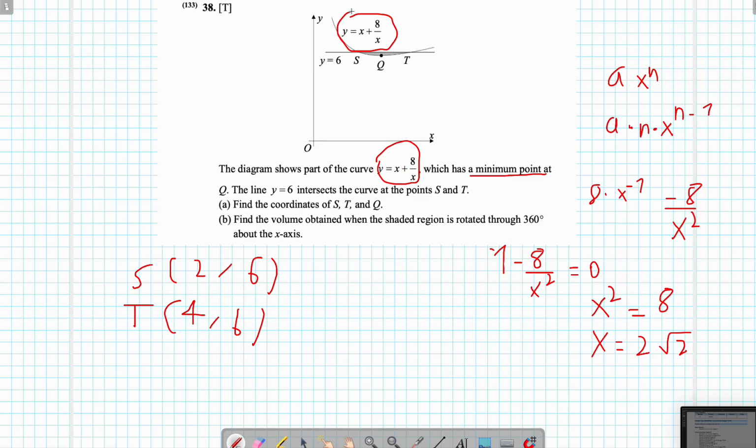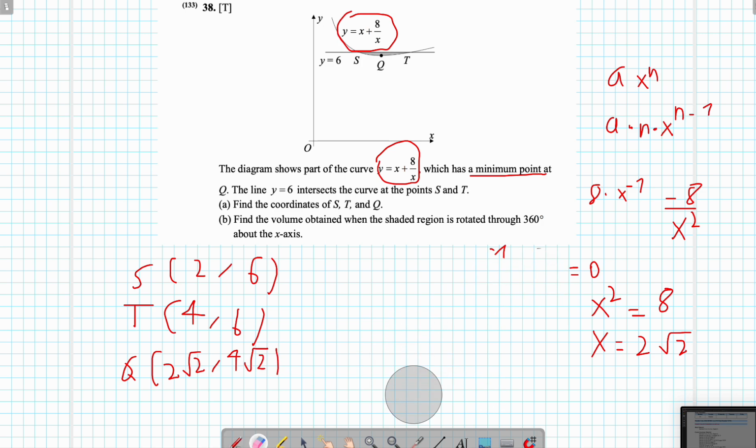So let me just plug in 2 radical 2 and simplify. We do 2 radical 2 plus 8 over 2 radical 2. Plug this into the calculator. So again, 2 radical 2 plus 8 over 2 radical 2, which is 4 radical 2. We finished part A.